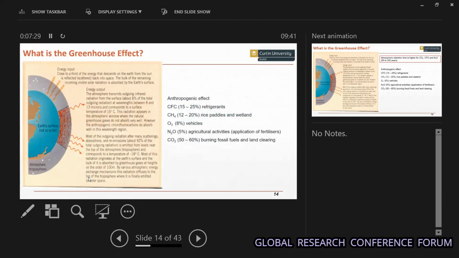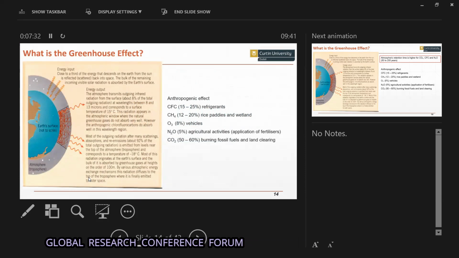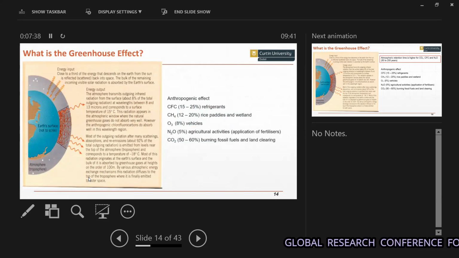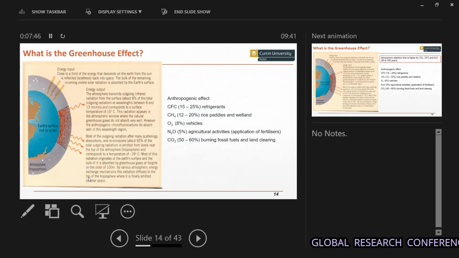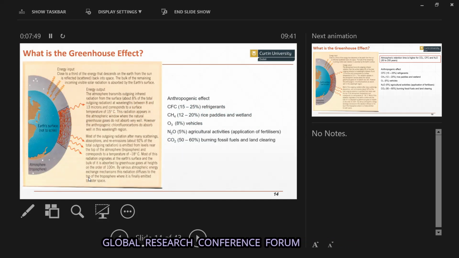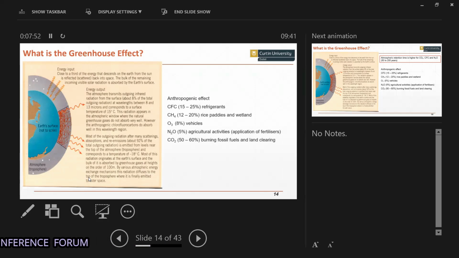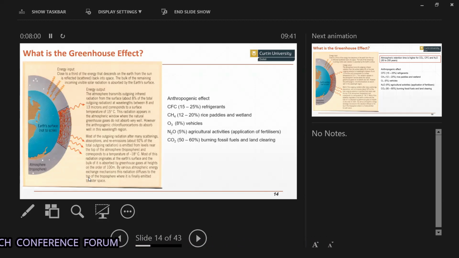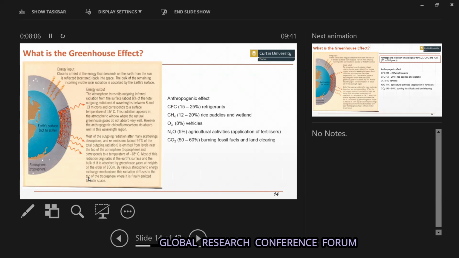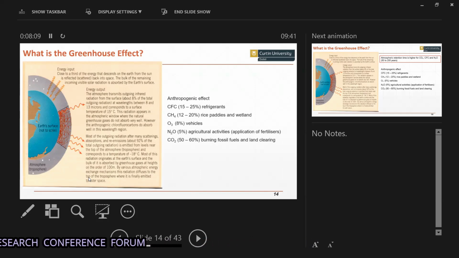So why are all these happening? These are the greenhouse gases: fluorocarbons, CH4 methane, ozone. Nitrous oxide from agriculture because of fertilizers, carbon dioxide emission because of the burning of fossil fuels. Nitrous oxide is about 265 times more powerful a greenhouse gas. Methane is about 28 times more powerful than carbon dioxide. So if you emit 1 kg of nitrous oxide, that is equal to 265 kg of carbon dioxide.